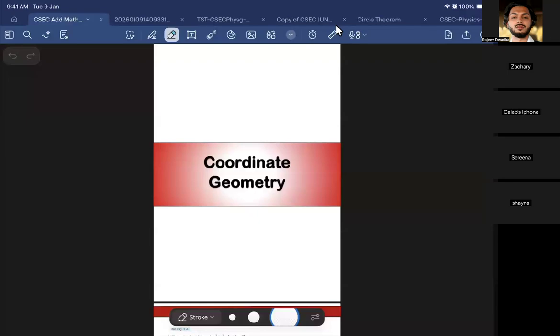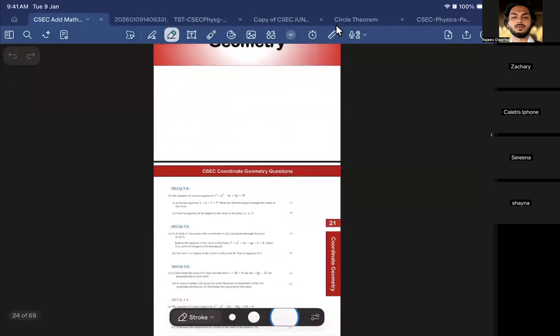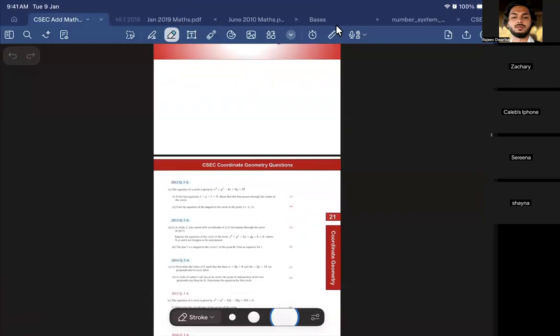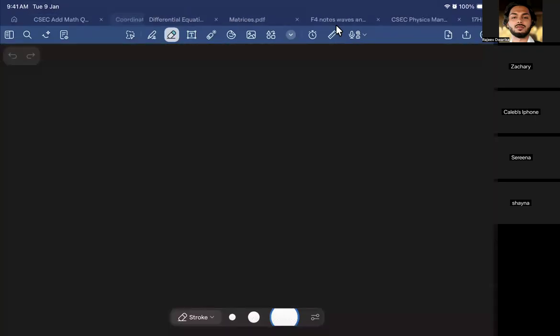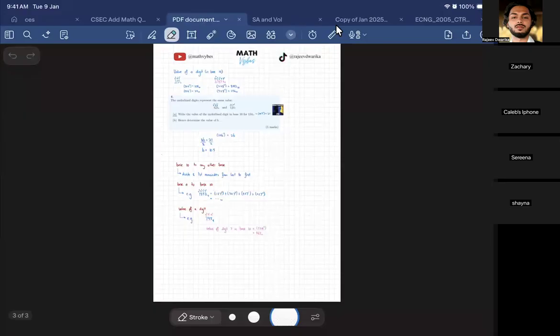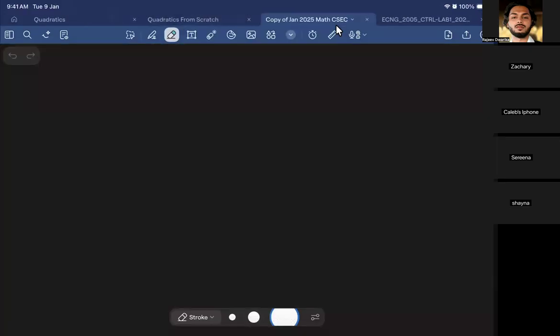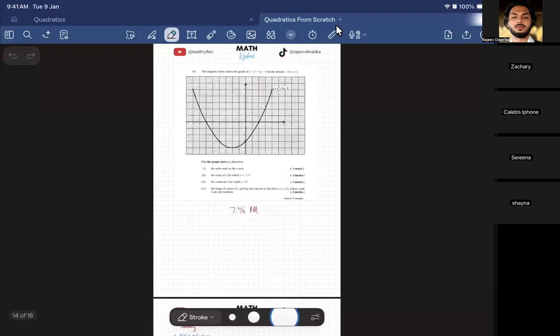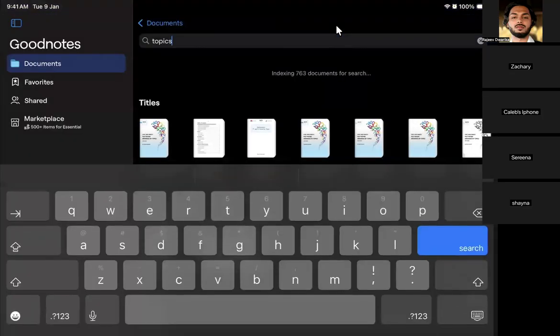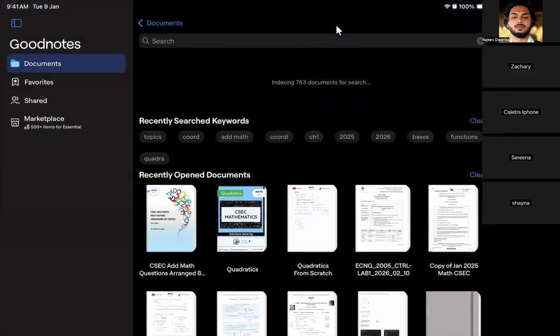Left, right, and center. So much thing open, boy. I hope nobody gets to see that. Yeah. All right. Cool.